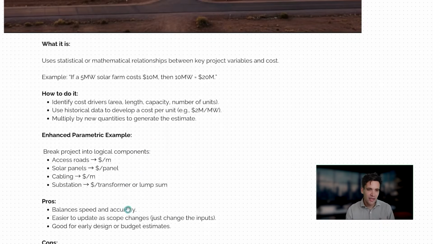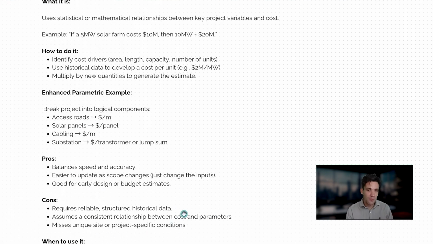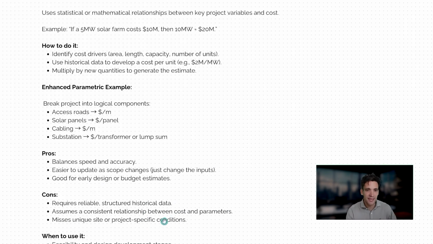So parametric estimating, you balance speed and accuracy. It's easier to update as scope changes. You just change the inputs. You can remove access roads if you don't have access roads or whatever. It's good for early design and budget estimates, and it's also really good for checking your bottom-up estimates, which I'll talk about in a second.